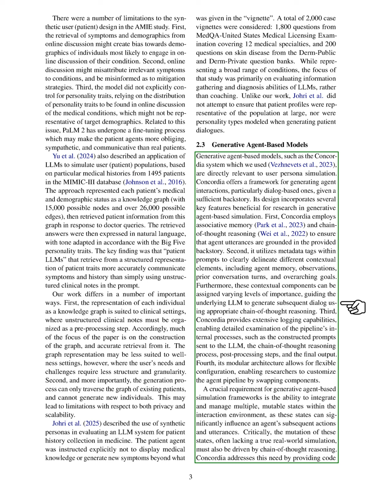A key requirement for these simulation frameworks is the ability to manage multiple changing states in the interaction environment, as these can greatly affect an agent's actions and speech. Importantly, the changes in these states should be driven by logical reasoning. Concordia meets this need by providing code abstractions that help us integrate and manage these dynamic states effectively.